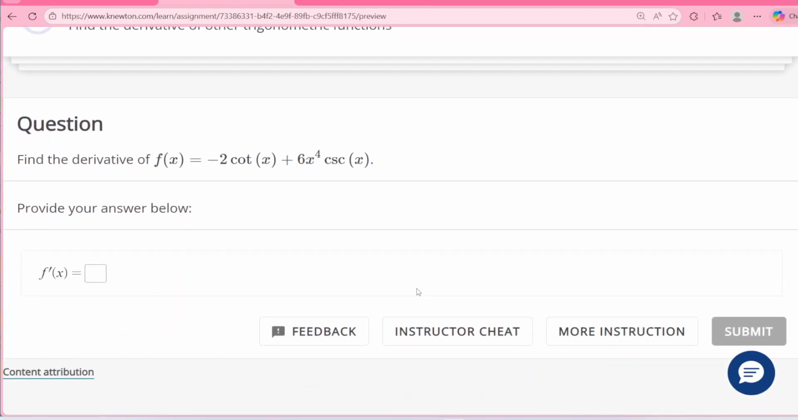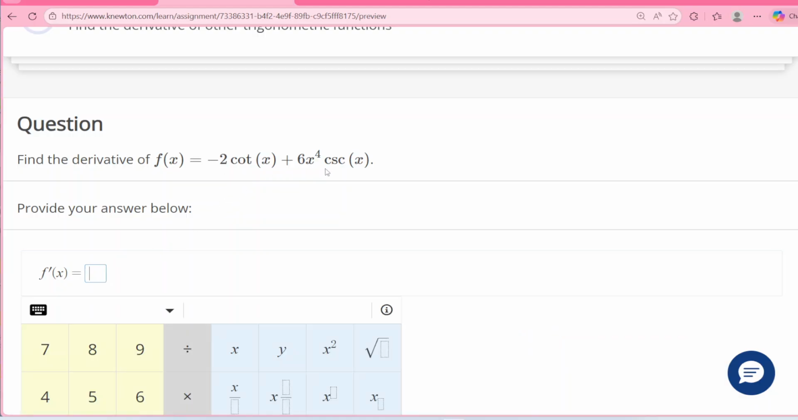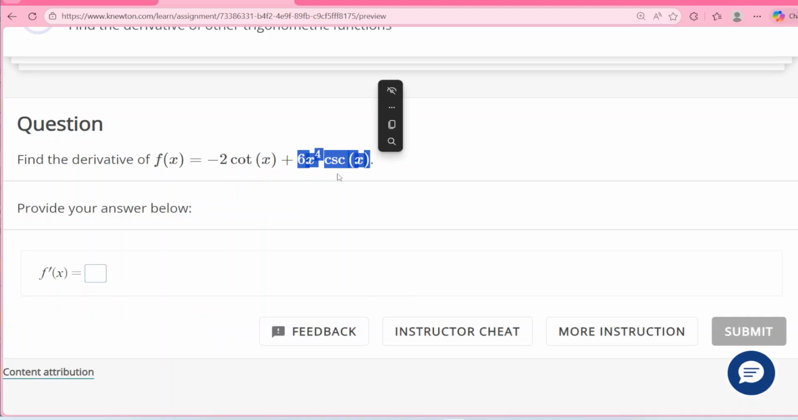All right, so here's another one where I'm just going to type it as I say it. And again, I've done all these derivatives and stuff. Just gotta say it now. So this has two terms, but notice how the second term here is a product, right? This is a negative 6x to the fourth times the cosecant of x. So I'm going to do the product rule when I get there.